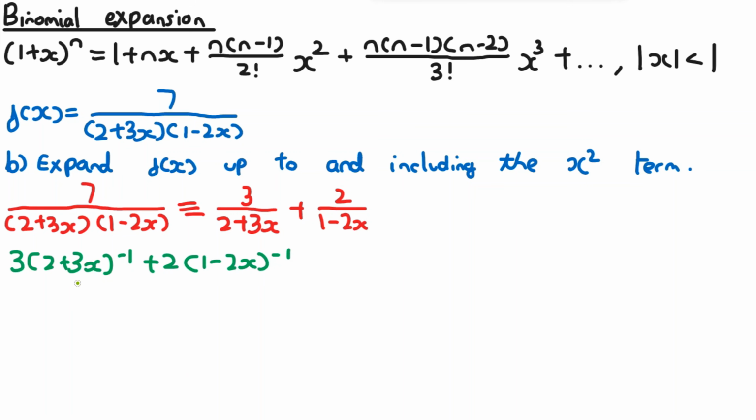And then let's do both of these individually. So let's start with this one. So 2 plus 3x to the power of minus 1. And we need this first number here to be 1, so we need to factorize.